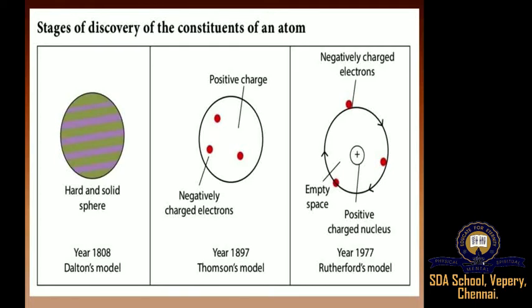Next is Rutherford model 1977. He said an atom consists of a nucleus. The nucleus will be present at the center, and the nucleus at the center of the atom is positive charge, and then electrons revolve around the nucleus in a specific orbit and the electrons are negatively charged. This is what he said.